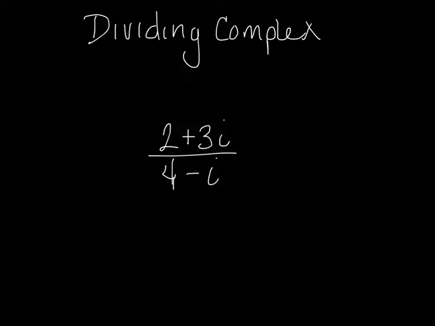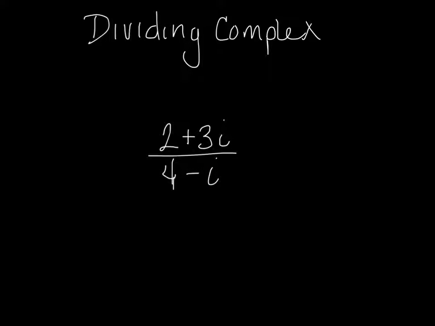So dividing complex numbers just turns into multiplying complex numbers, basically. Your first step is to identify that you can't have i in the denominator because it's a square root. In order to take care of that, we're going to multiply by the conjugate of the bottom, because it's the bottom we need to take care of.